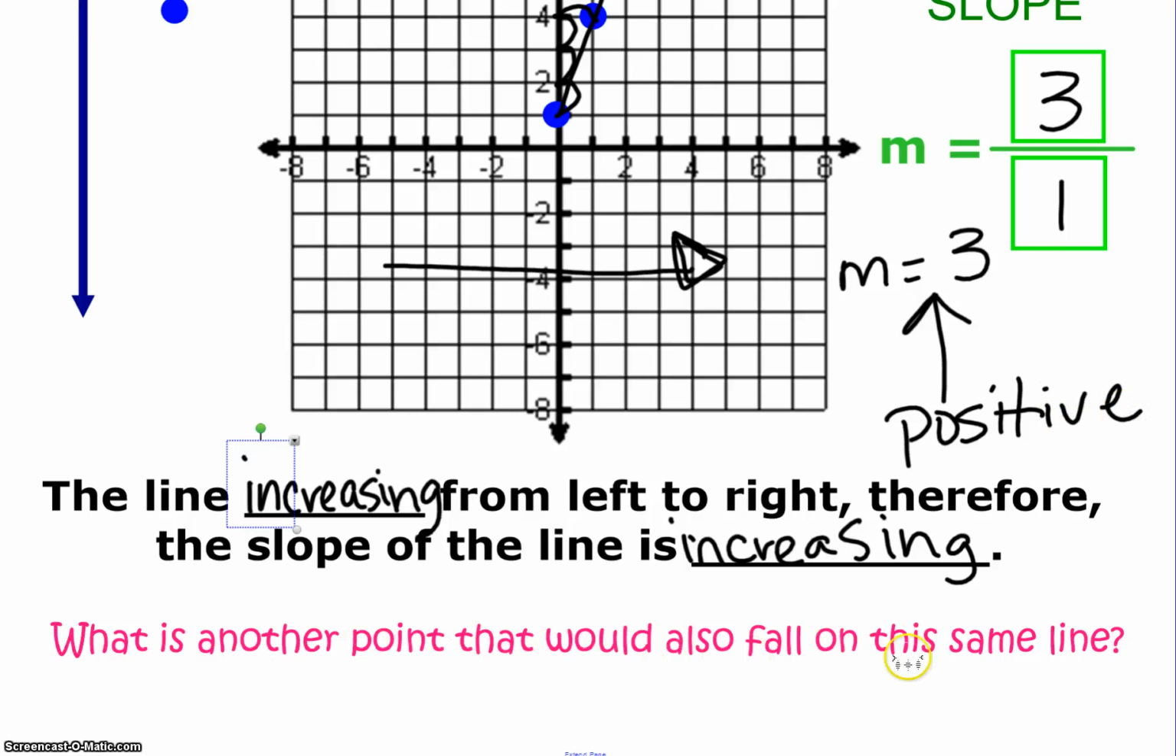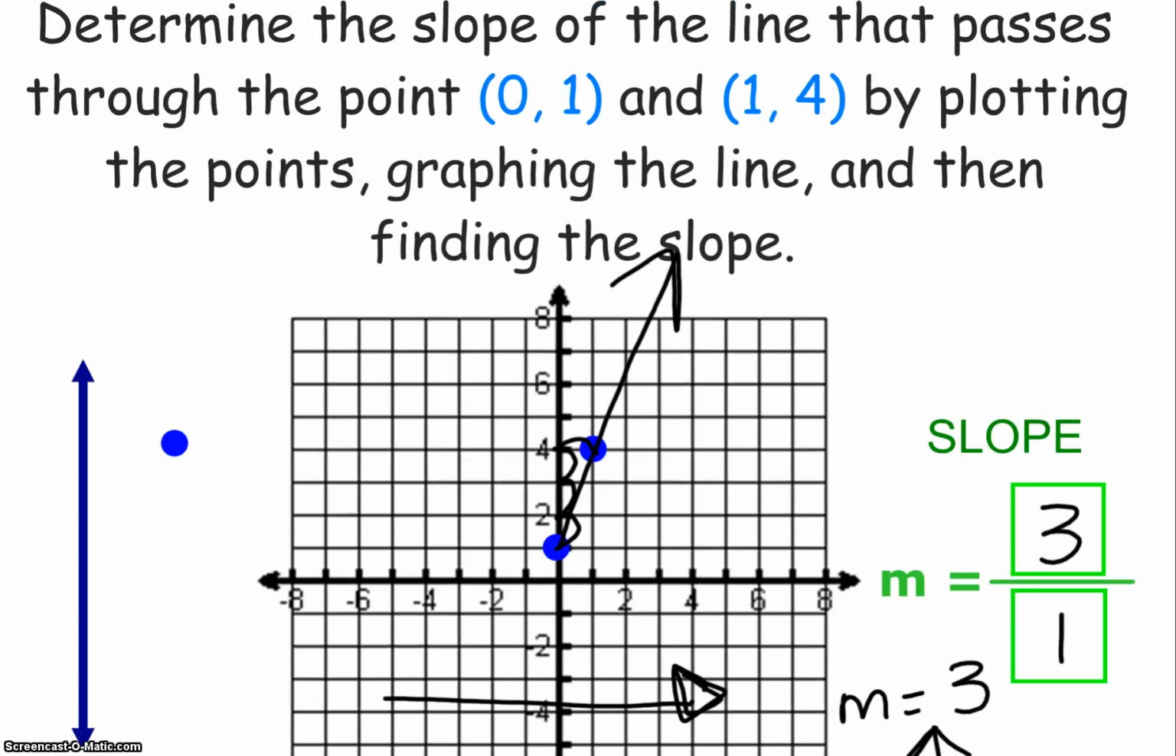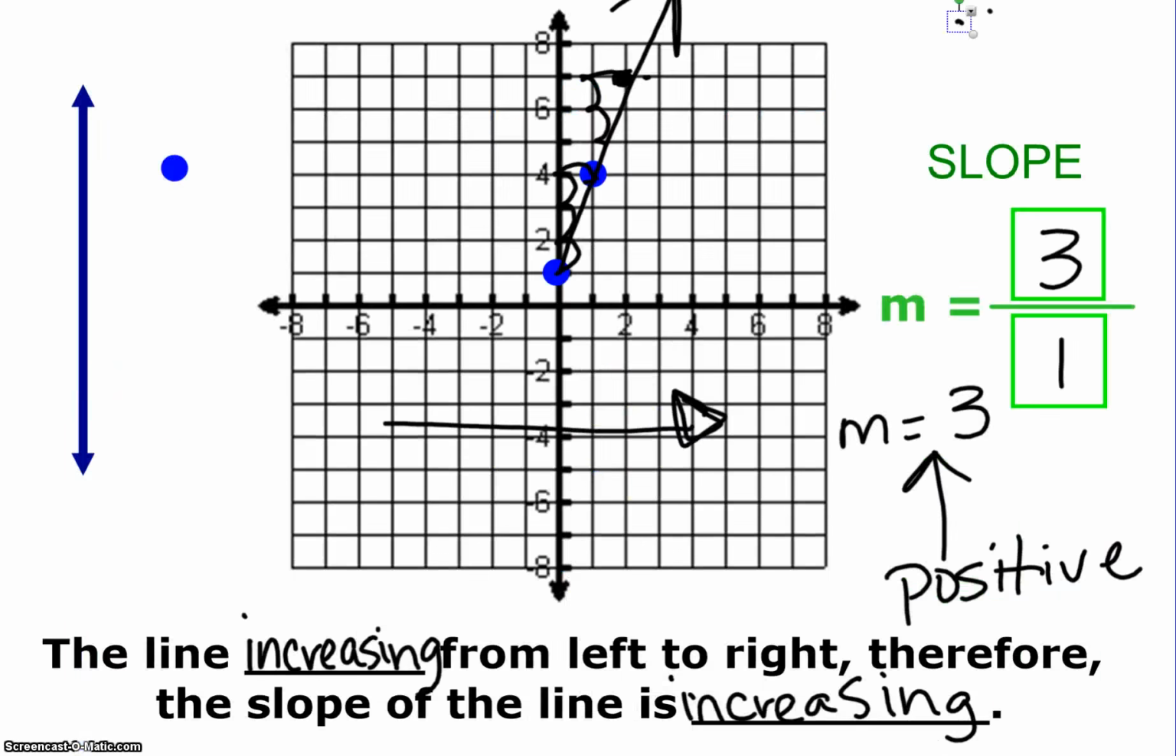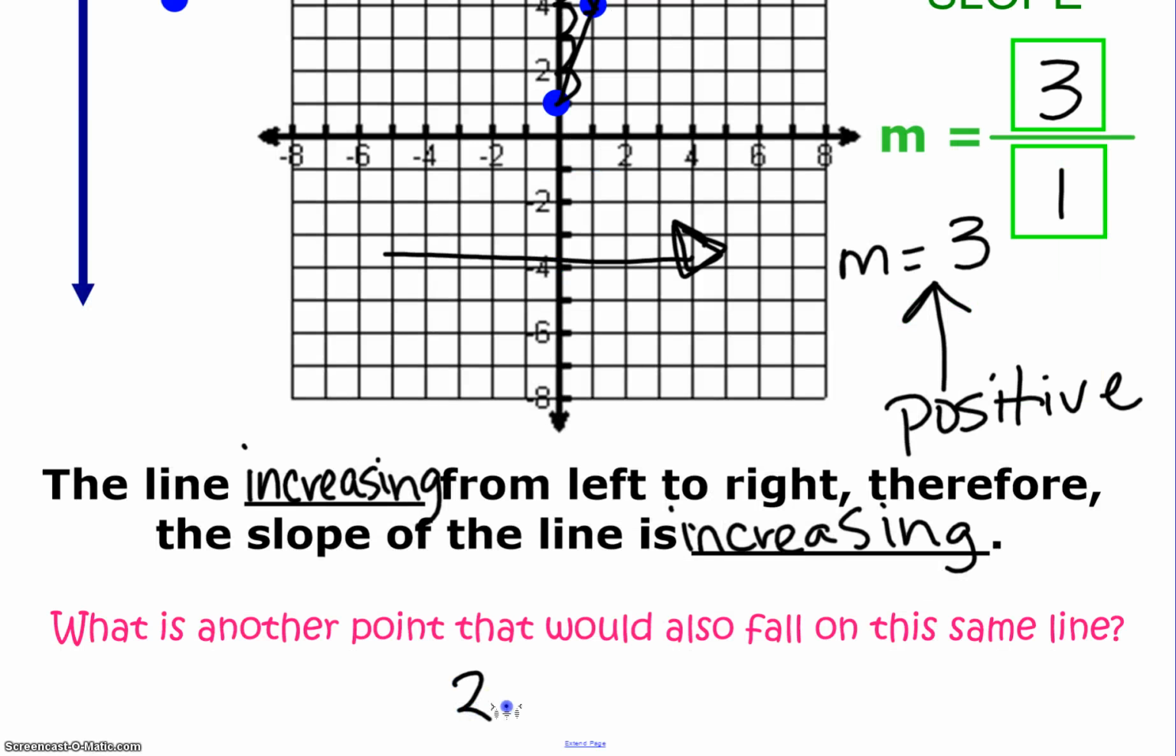What is another point that would also fall on the same line? All you have to do is start at one of the points and rise your 3 and go over 1. So your point would be right there. What point is that? 2, 7. Because you rose 3 and you ran 1. Make sure you have that example done.